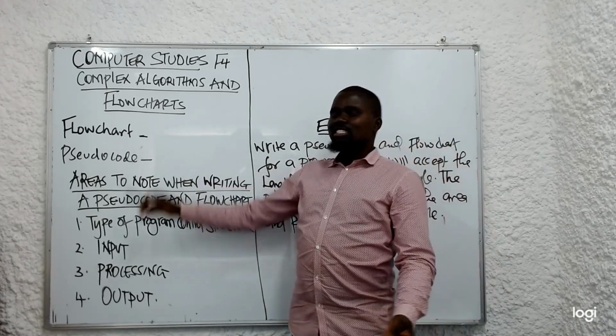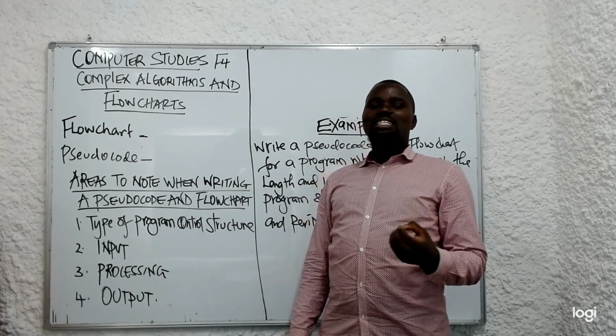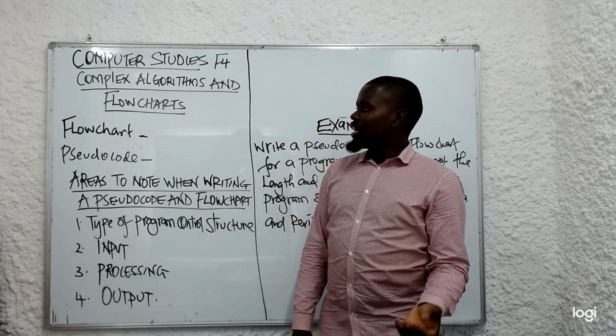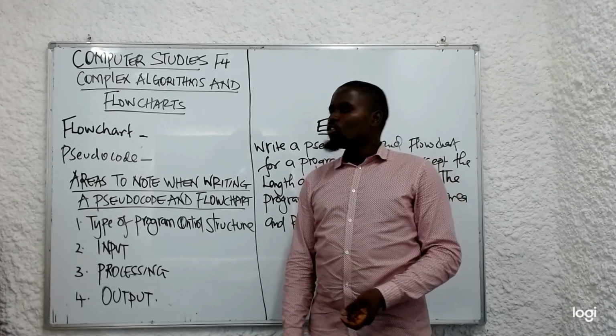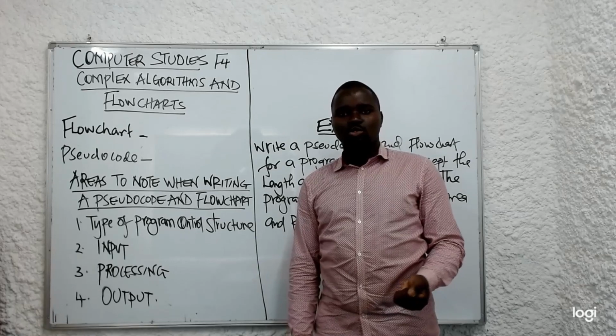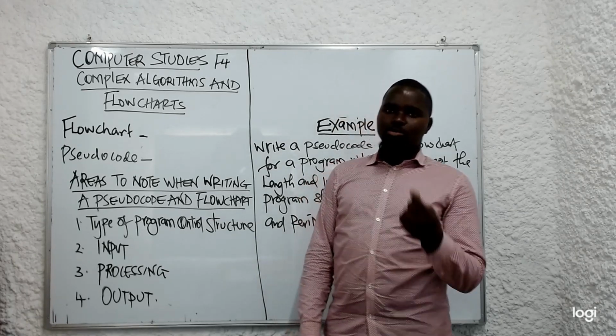Then a flowchart is a diagrammatic representation of the pseudocode. So it's a diagrammatic representation of system pseudocode. And this one is basically also used to solve a particular problem.